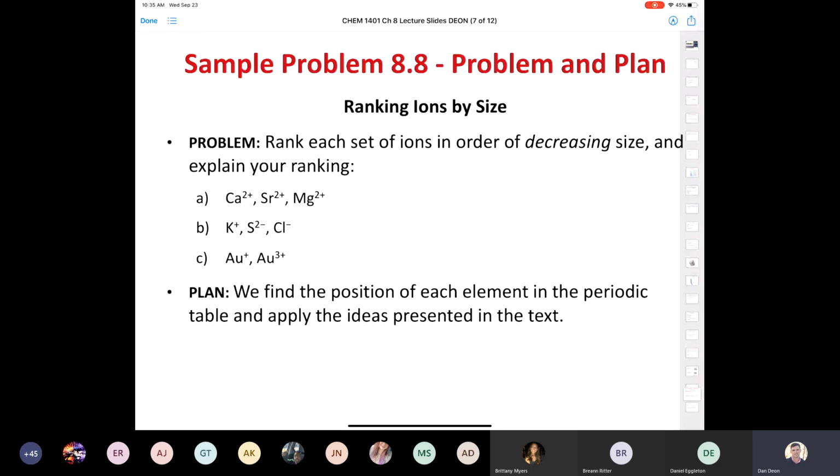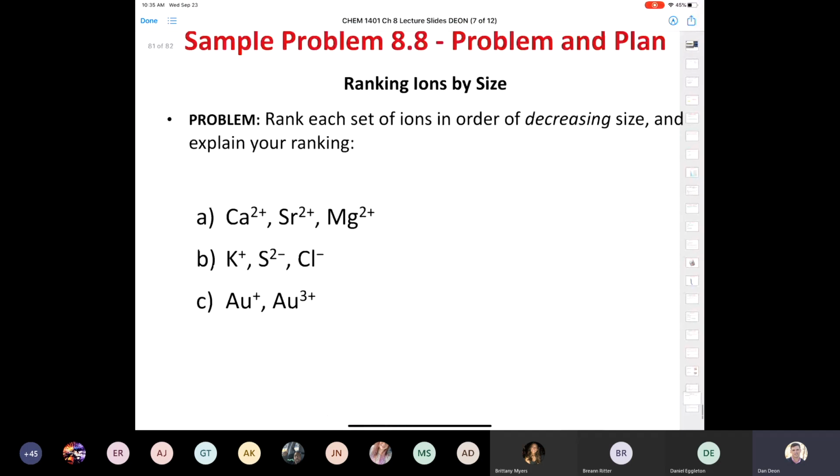They always throw this chestnut in there where they give you a bunch of ions and they just say, rank them in order of size. So let's give the first one a try. And I think that this will officially be the last problem that we'll look at in this chapter, and the last problem we'll look at before midterm country.